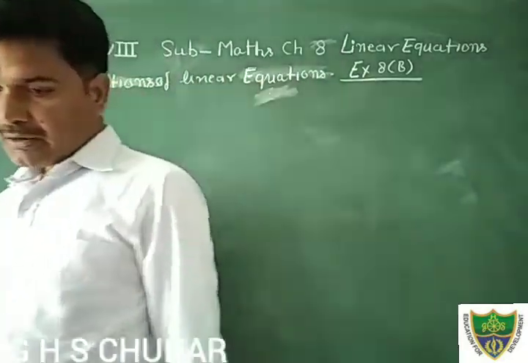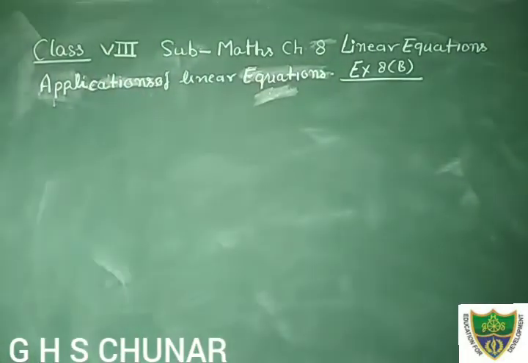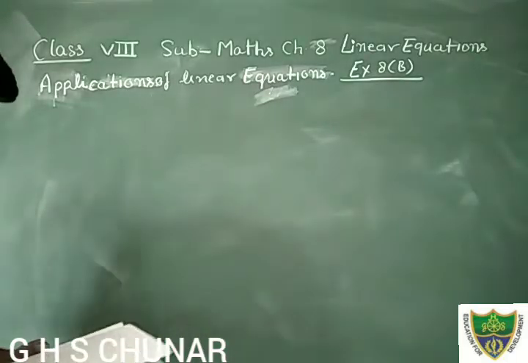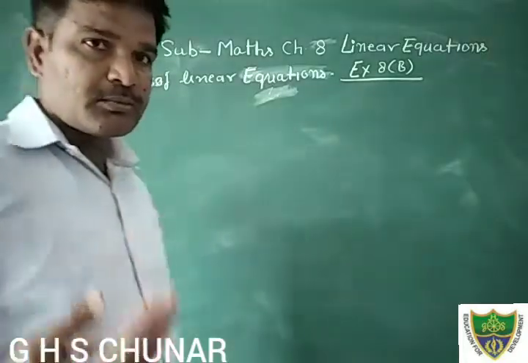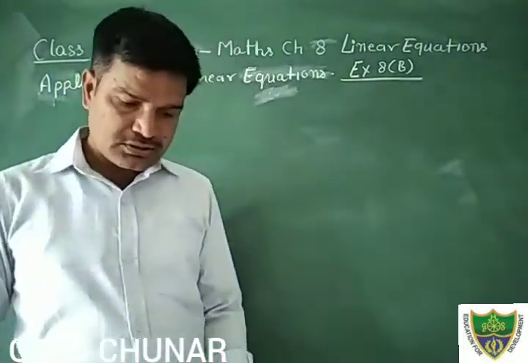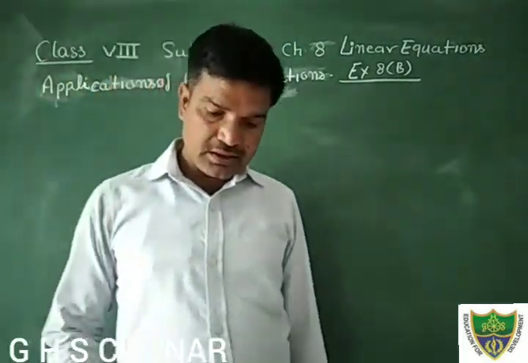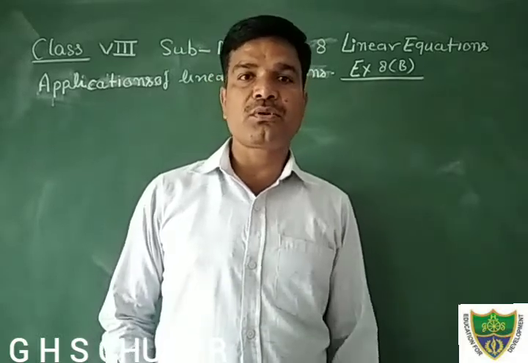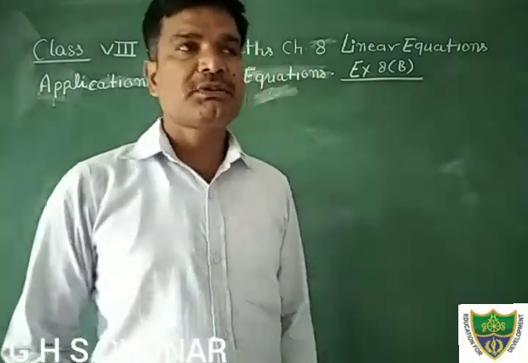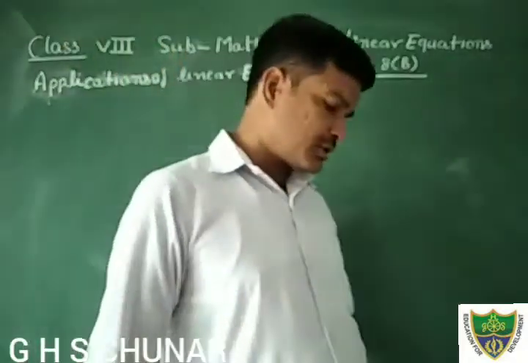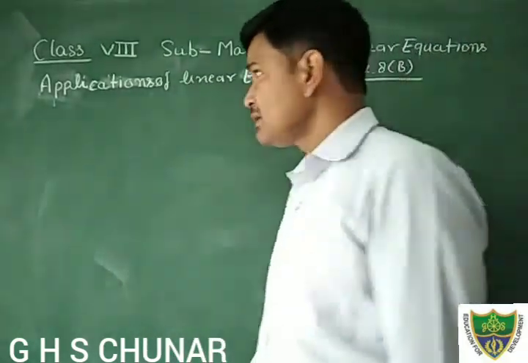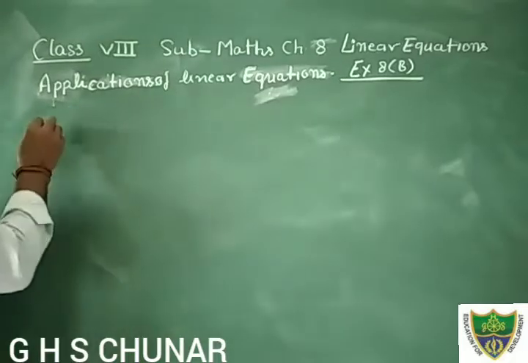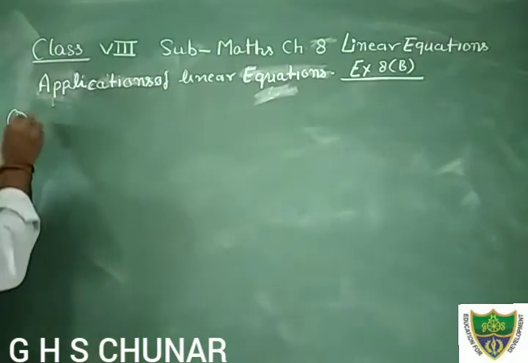The first question given in 8b is: two numbers are in the ratio 8:3. If the sum of the numbers is 143, find the numbers. That is question number 1.